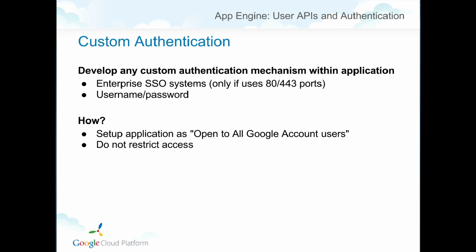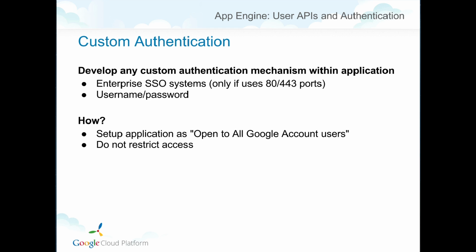If you do decide not to use the built-in Google Accounts authentication, then you can develop anything you want to control access. In fact, there's no problem if you want to integrate with your own enterprise single sign-on. The only constraint is currently we only allow outbound connections from App Engine on ports 80 and 443. So if you want to access your single sign-on server over some background channel, you must connect on those ports. Obviously, a lot of people use usernames and passwords. But if you're storing that in the datastore, use good common sense and encrypt that, or do something to make it a little harder for people to get to.